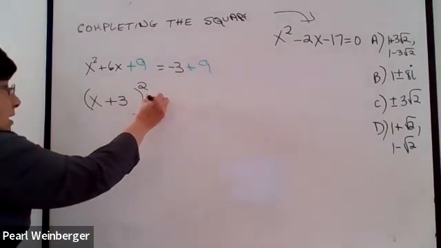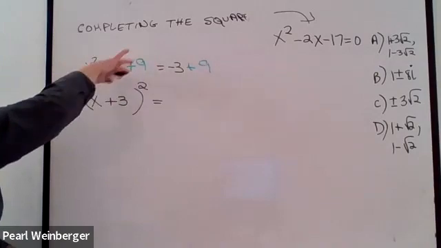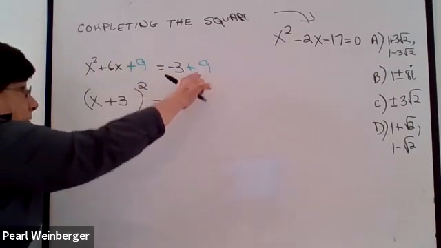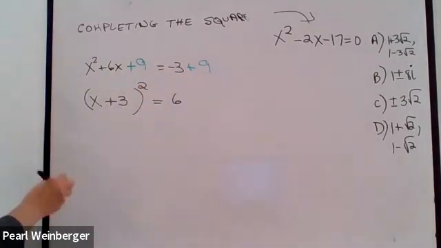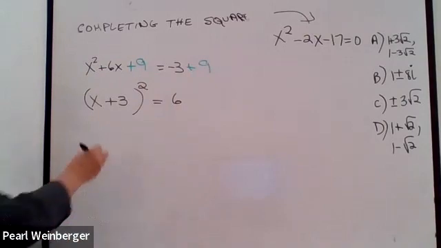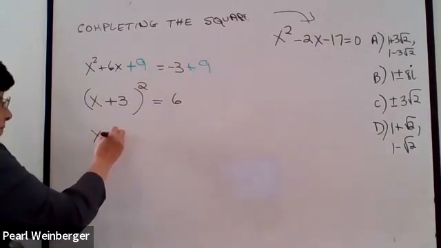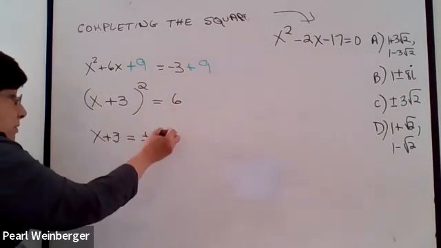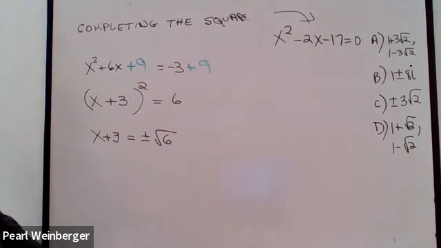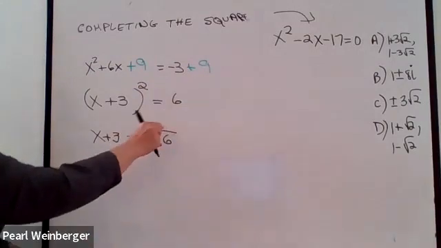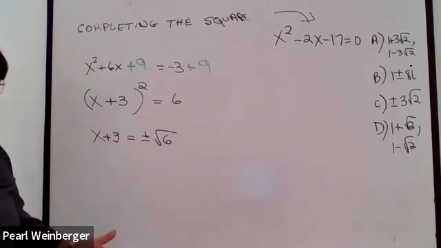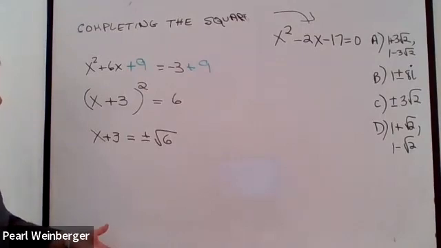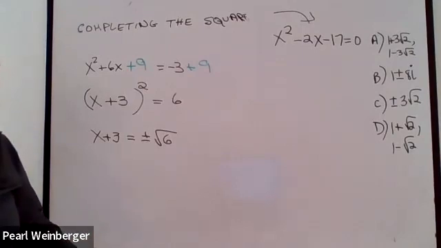Which gives me that the x plus 3 squared, which is the factored form of this x squared plus 6x plus 9, is negative 3 plus 9, which is 6. And now we take the square root and we get just x plus 3 on the left side and plus or minus the square root of 6 on the right side. The square root of 6, it's an irrational number, but it can't be simplified because the only thing 6 breaks up into is 2 and 3. Neither of them is a perfect square.